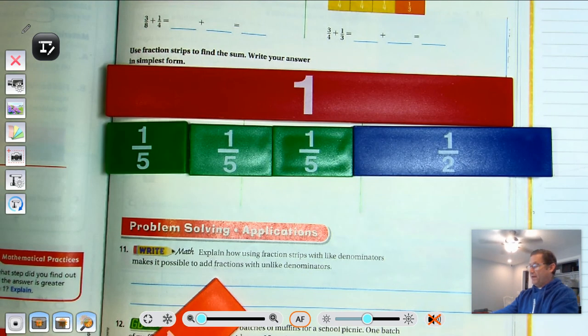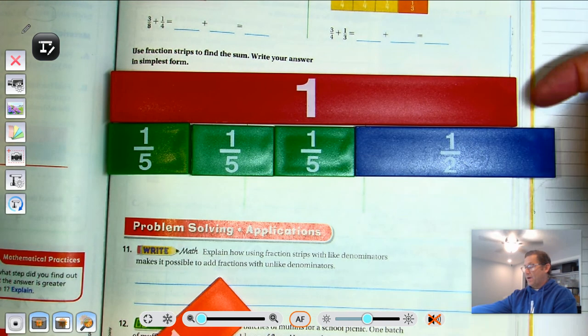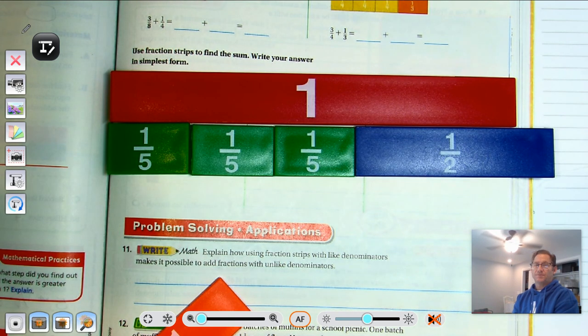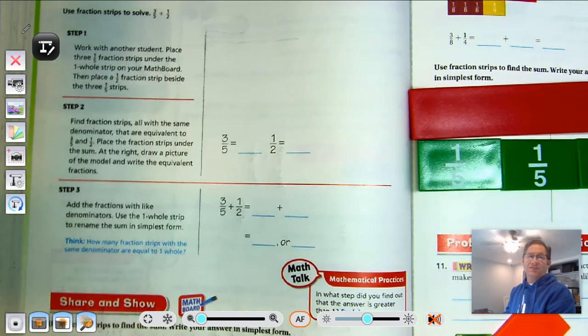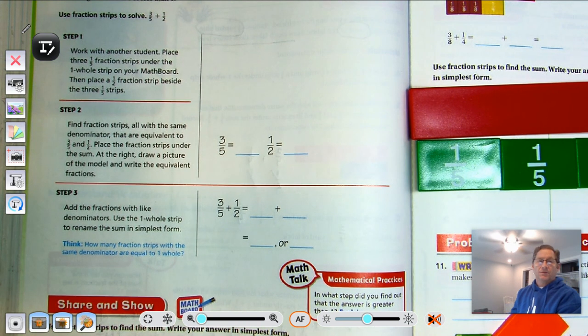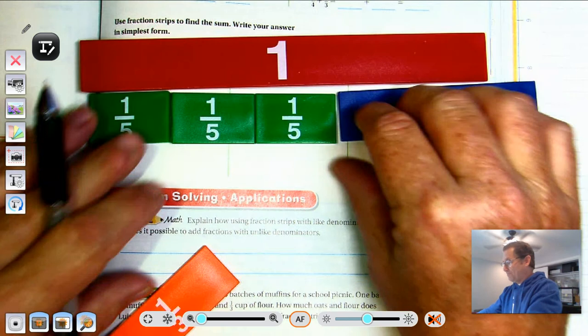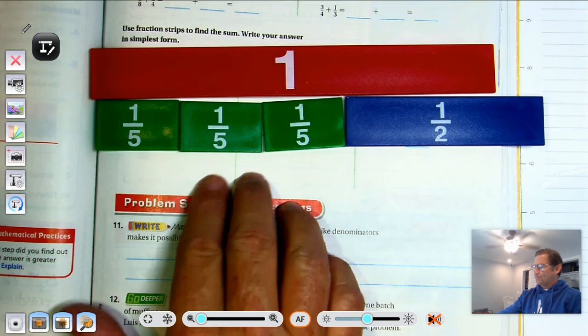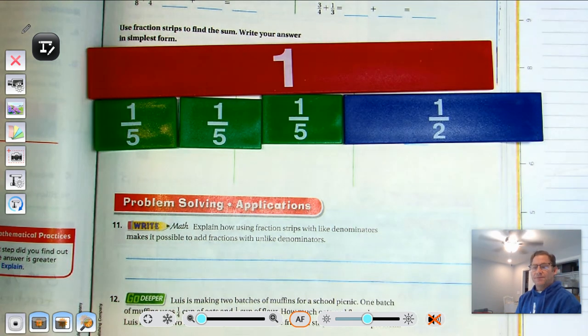Okay, so when we look at 3/5 plus 1/2, we see that the sum of these fractions is greater than the one whole fraction strip. So we know that when we add 3/5 and 1/2, our fraction has to be greater than one whole. So place 3 1/5 strips under the whole strip, which we did, and place a 1/2 strip. Now step 2, we need to find fraction strips with all the same denominator that are equivalent to 3/5 and 1/2. Well, I know that using fifths, there's no way to get 1/2, because half of a fifth would be 2.5.